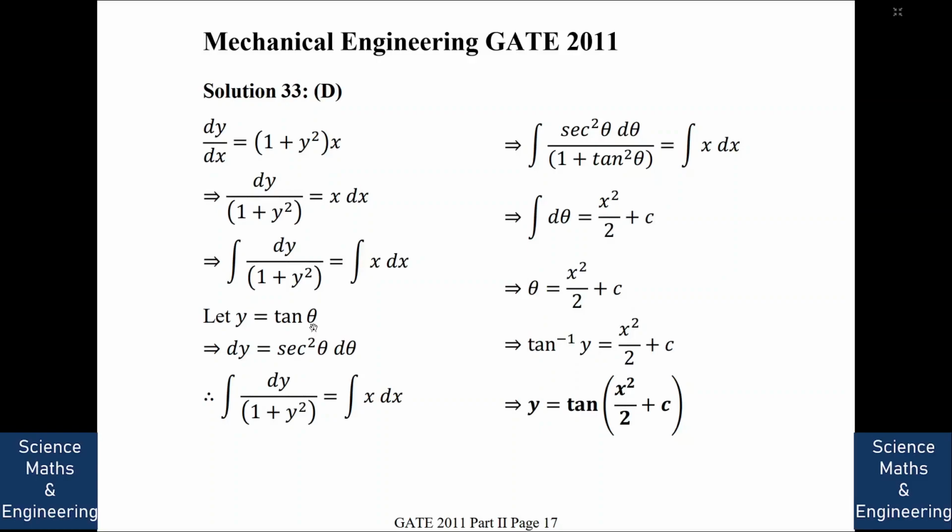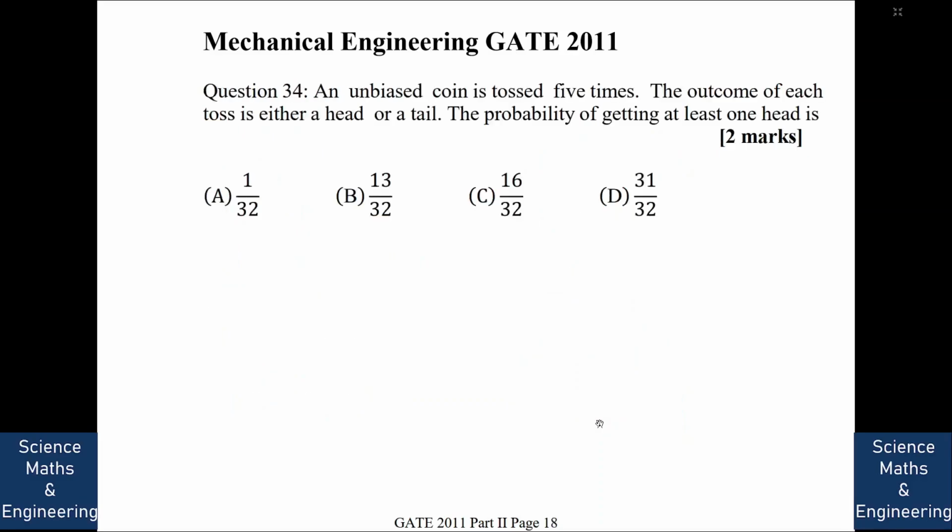Now theta is tan inverse y. So tan inverse y is equal to x square by 2 plus c. So y is equal to tan of x square by 2 plus c. So our answer is D. So we'll go to the next question.